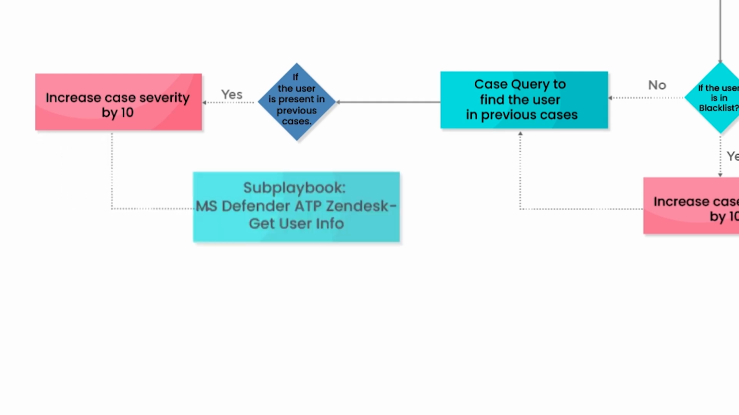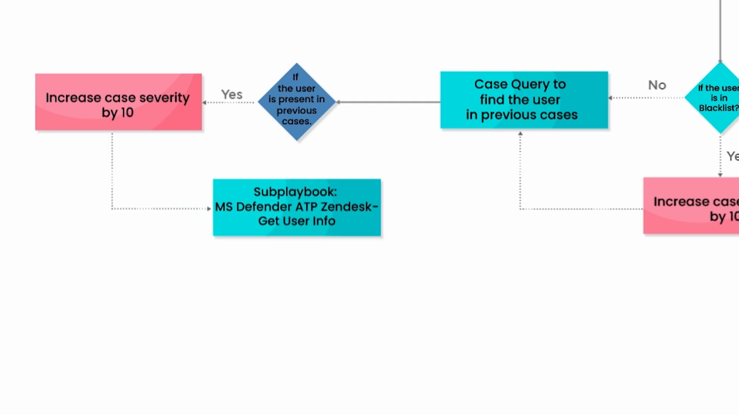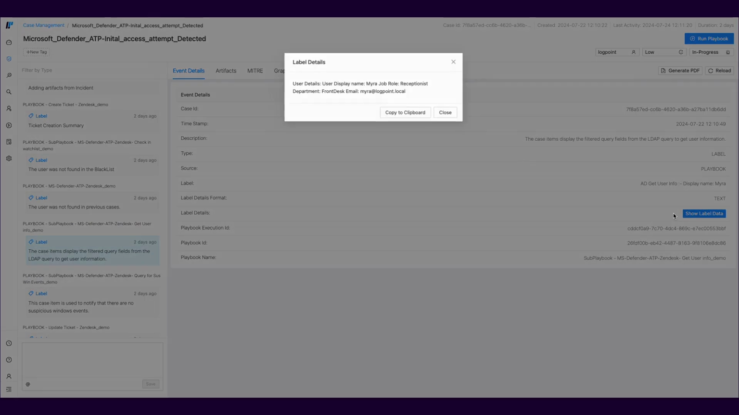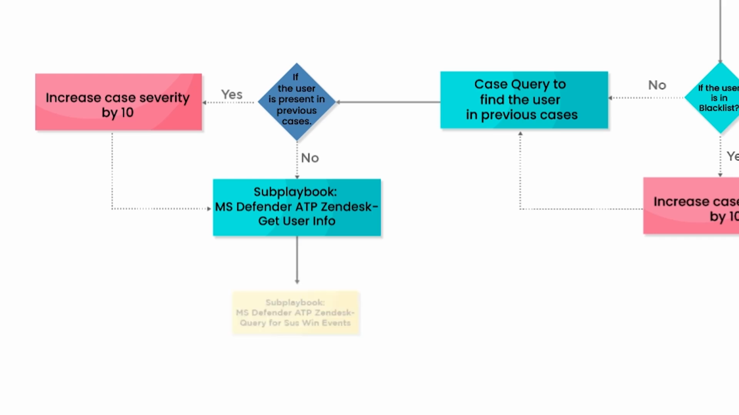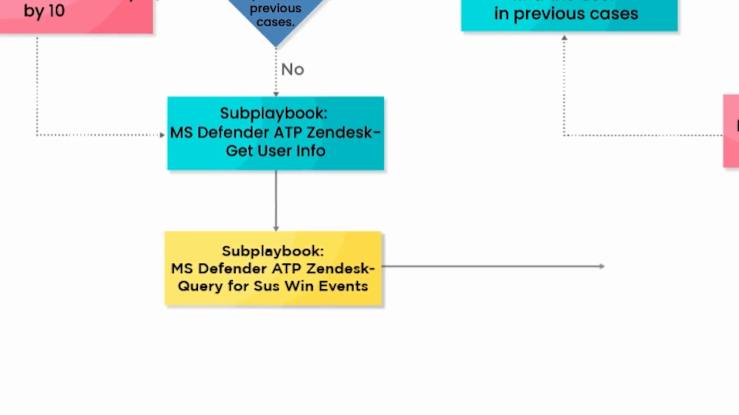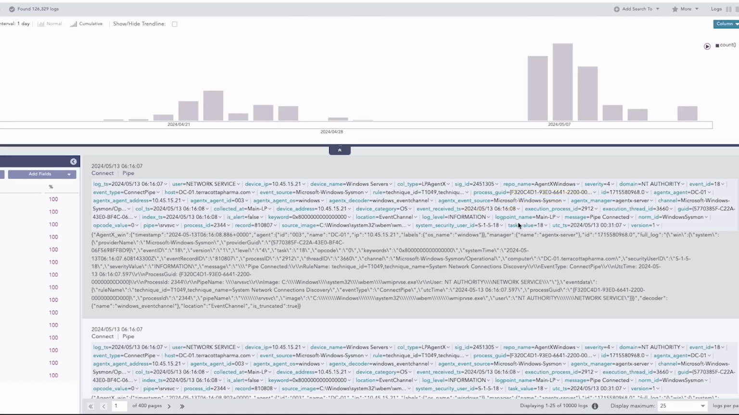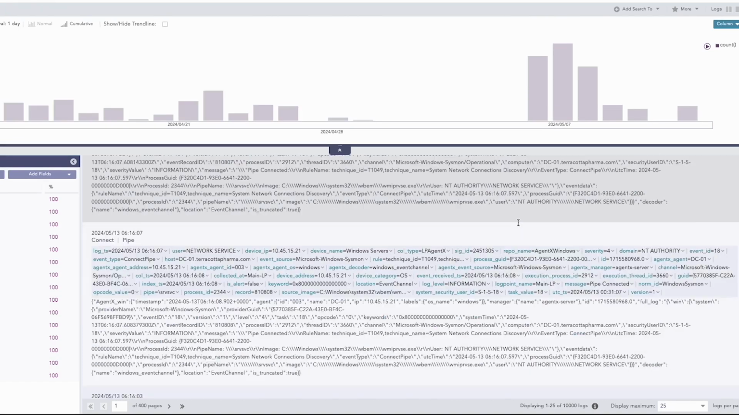If the user is not in previous cases, a sub-playbook, MS Defender ATP Zendesk Get User Info, is executed. This playbook retrieves user information from the Active Directory, including user display name, job role, department, and email. These user details are then passed to a sub-playbook, MS Defender ATP Zendesk Query for SUSWin events, which looks for suspicious Windows events that the user may have carried out.